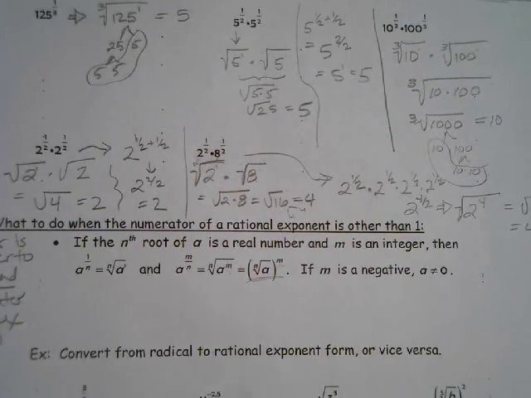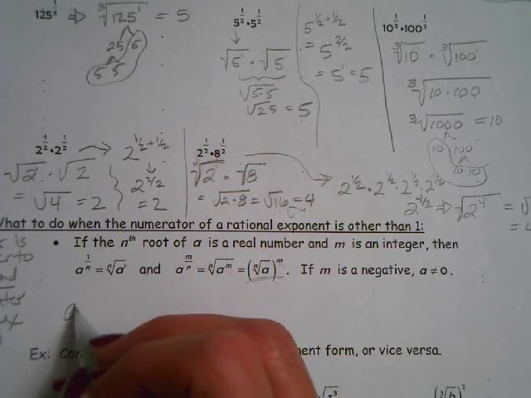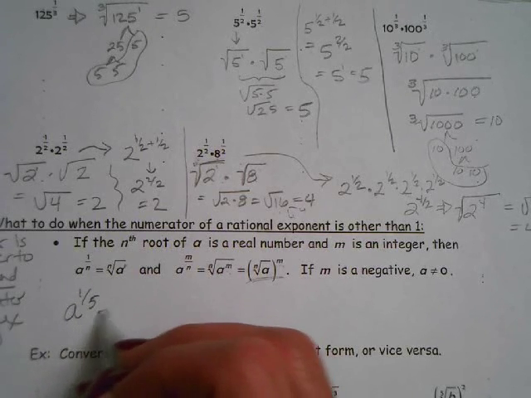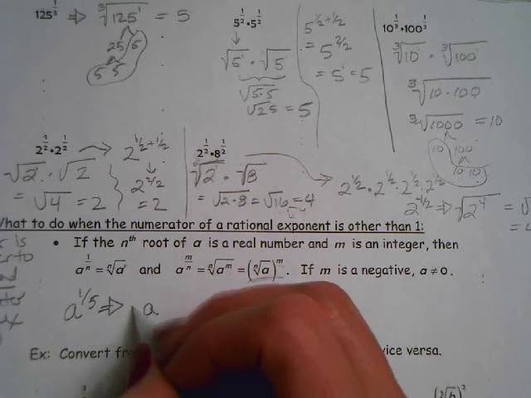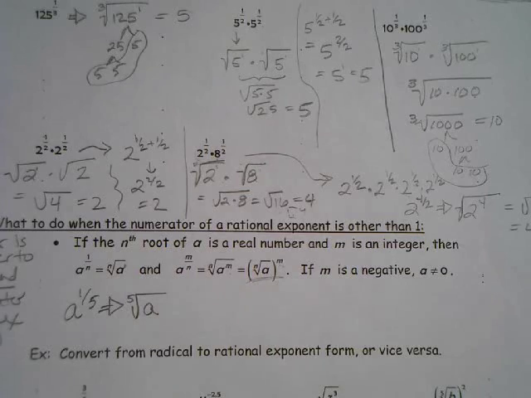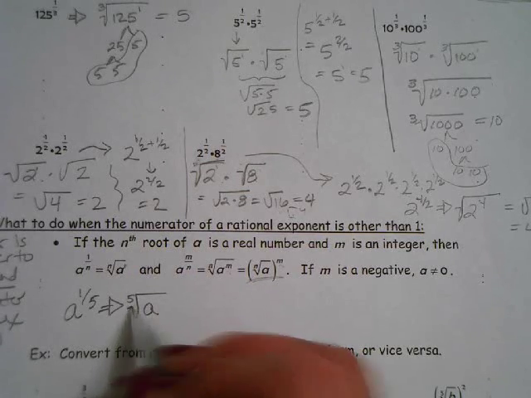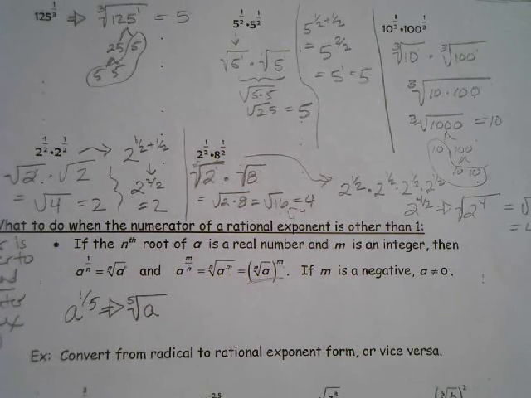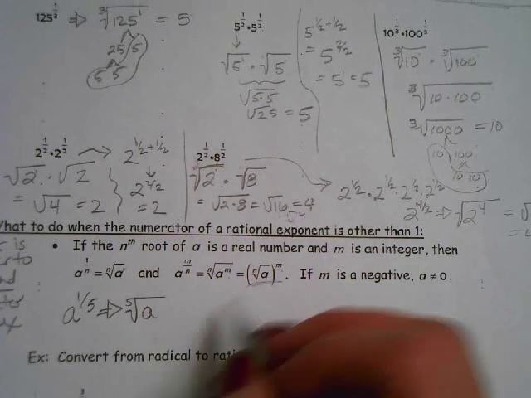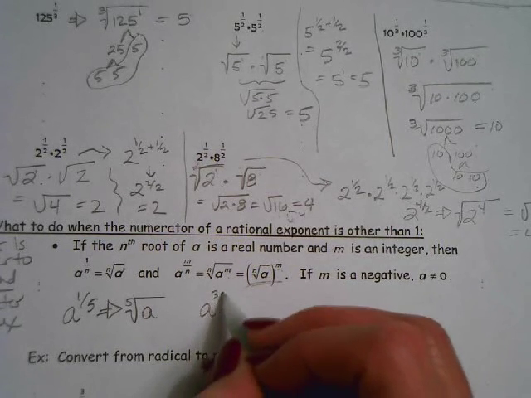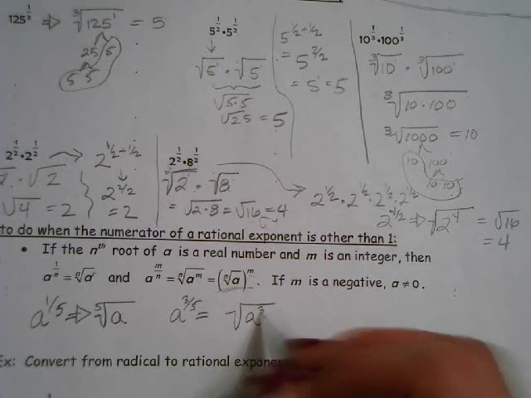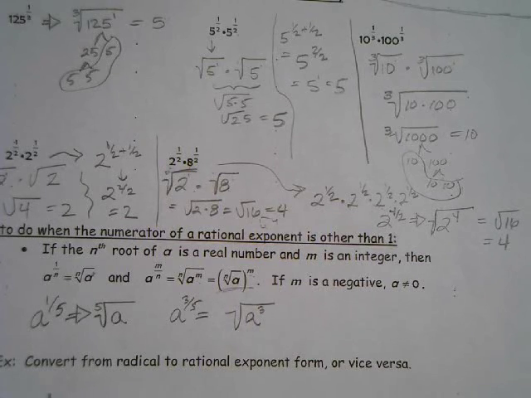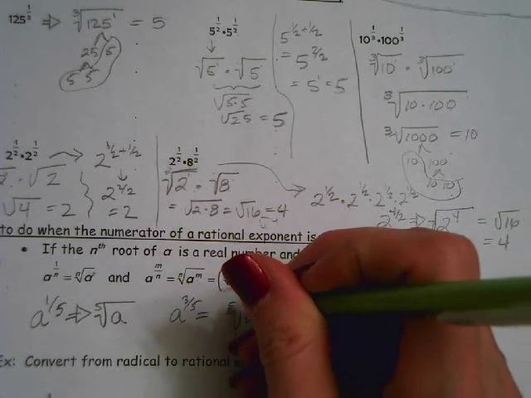So let's get an example on how that might work. If I have a to the 1/5, I can rewrite that as the radicand of a to the 5th index. So the 5th power, or the 5th root. If I have a to the 3/5, I can rewrite that as, again, the radicand is a. The numerator becomes the power to a to the radicand, and then 5 is the index.